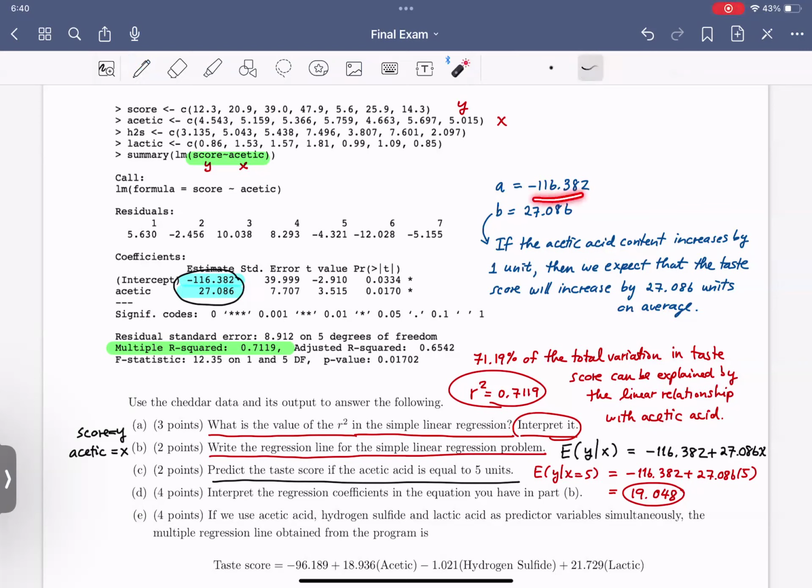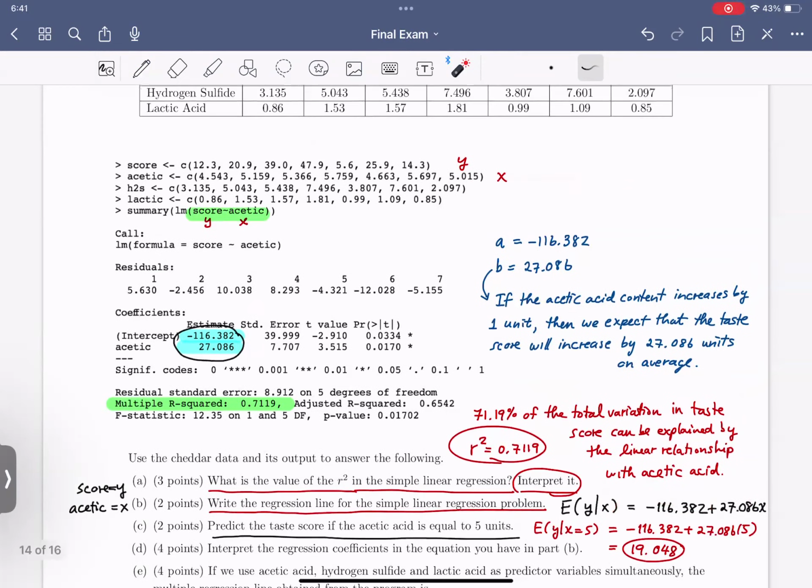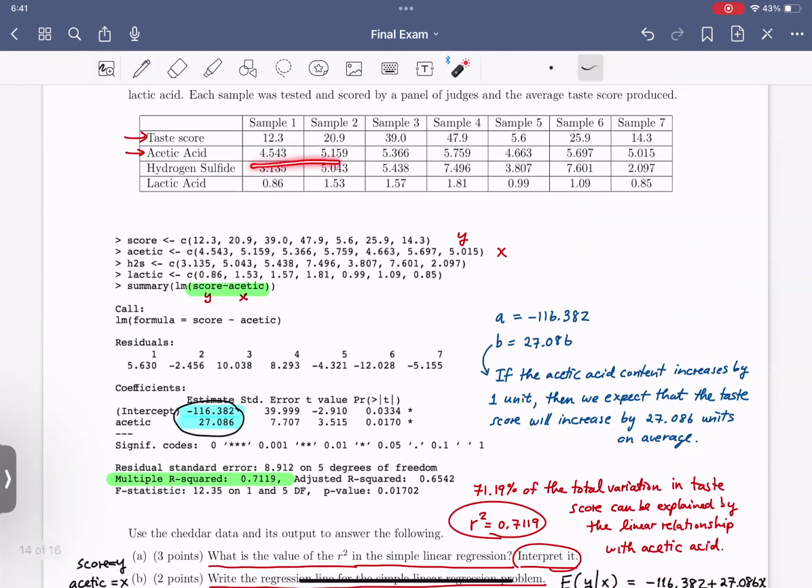Well, interpreting A is nonsense here, but you can actually interpret it because, as we learned in class, A is the number you get when you plug in X equal to 0. So this is the expected test score when the acetic acid content is equal to 0, which is nonsense because the test score cannot be negative, right? But this is how regression works, because in the data you have, acetic acid is around 4, 5, something like that.